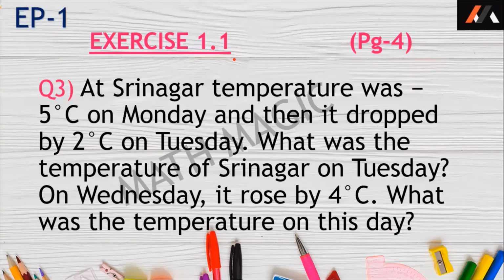Question 3. At Srinagar, temperature was 5 degrees Celsius on Monday and then it dropped by 2 degrees on Tuesday. What was the temperature of Srinagar on Tuesday? On Wednesday, it rose by 4 degrees Celsius. What was the temperature on this day? So we have been given the temperature of Monday and the increase of temperature on the successive days.